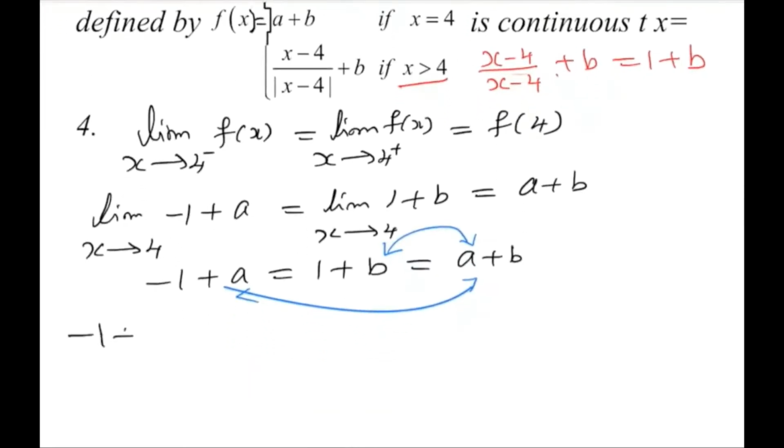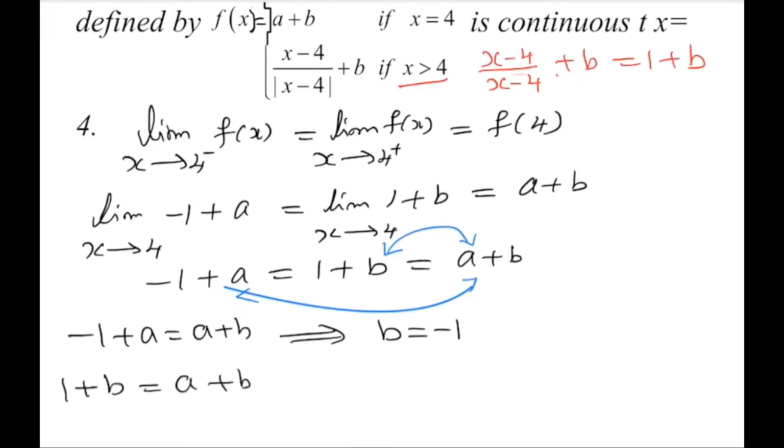So minus 1 plus a is a plus b. a gets cancelled, you get b equal to minus 1. Now equating the last two terms, 1 plus b is same as a plus b. b terms get cancelled, a equal to 1 is the required value. Here these two get cancelled, here these two get cancelled.